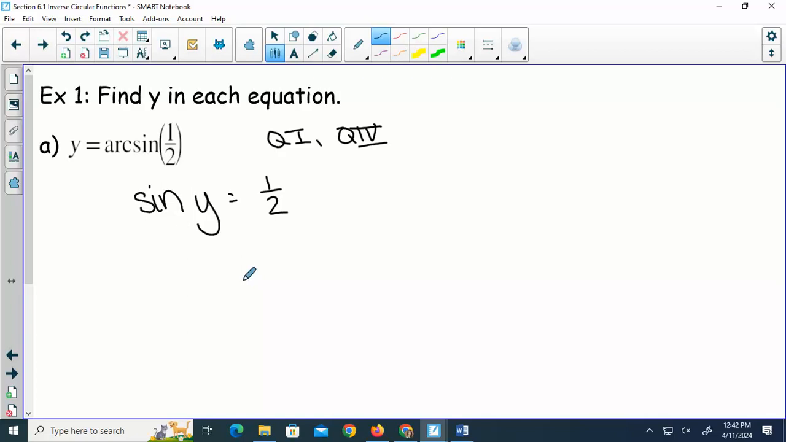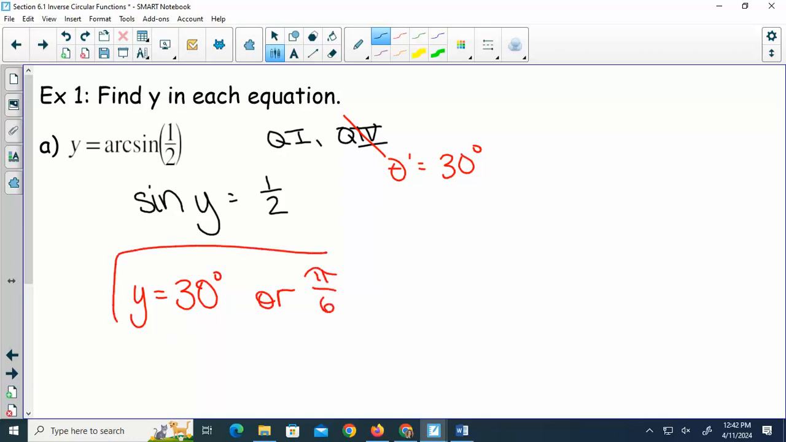So an inverse is asking you for the angle. Now typically sine has multiple times where it can equal 1/2, but I've already told you it could only be in quadrant 1 or 4. In which of those quadrants is sine positive? Quadrant 1. Reference angle. When is sine 1/2? 30 degrees. Okay, so 30 degrees in quadrant 1 is 30 degrees. Or if I had said radians, you would say pi over 6. I could ask for either.